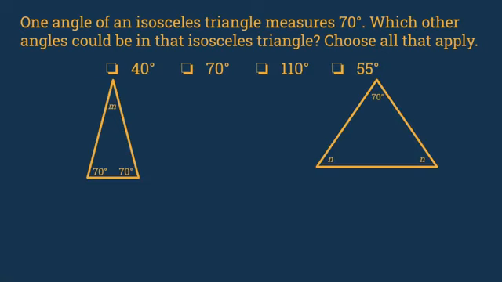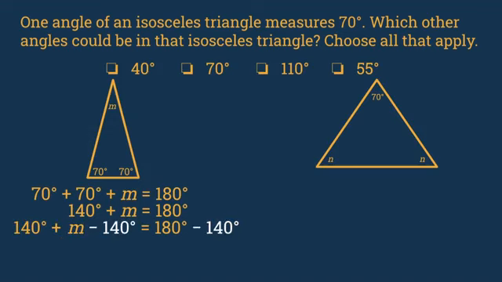In the first triangle, two of the angles are 70 degrees. To find the other missing angle, set the sum of the angle measures equal to 180 degrees and solve. 70 plus 70 is equal to 140. Now subtract 140 from both sides of the equation. 180 minus 140 is 40, so the missing angle in the first triangle is 40 degrees.